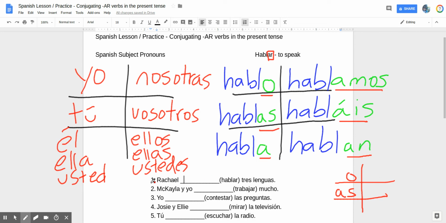Okay, so what I want you to do here is I'll help you out with the first couple, and then I'll see if you do the other 3 by yourself. And then I've got 5 more sentences on the next page that we can do as well.